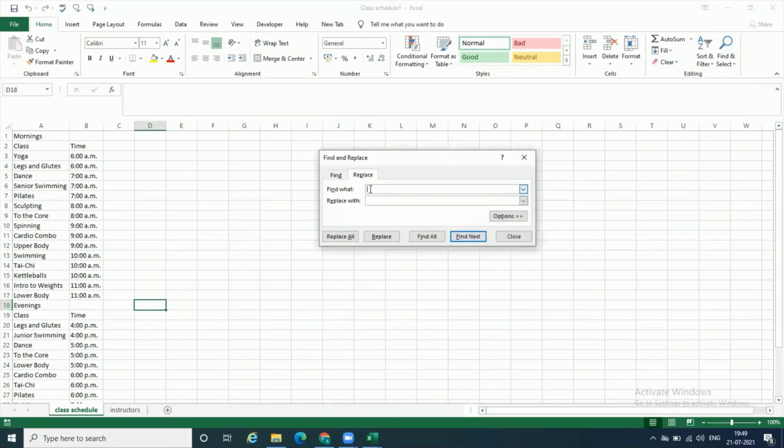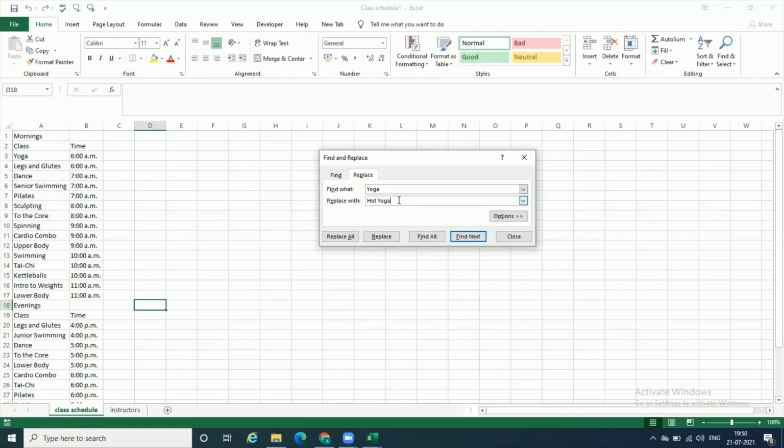So it asks me, what do you want to find? I say, I want to find yoga. And what do you want to replace it with? I say hot yoga. Okay. So I'm very happy with my find and replace. I've done exactly what he wanted me to do. And I have the option known as find next, find all, replace all, and replace. Now the question specifically tells me that you have to find and replace only the first instance of the word yoga.